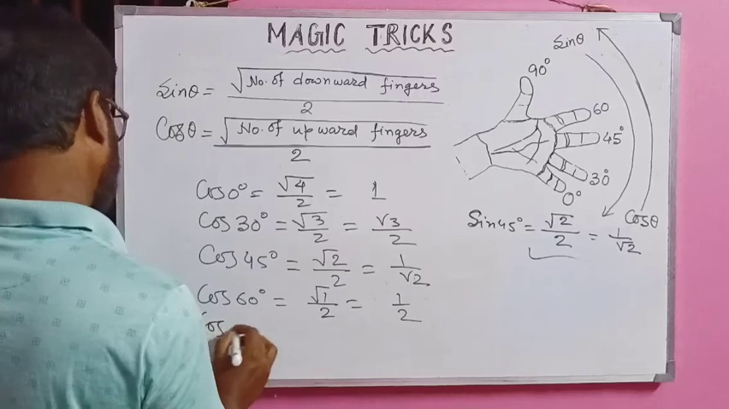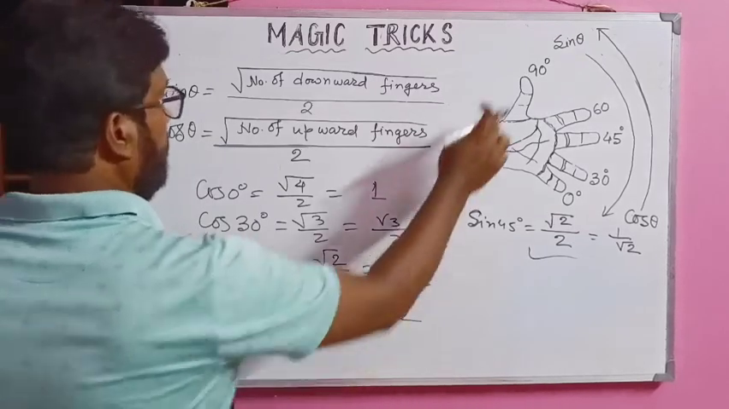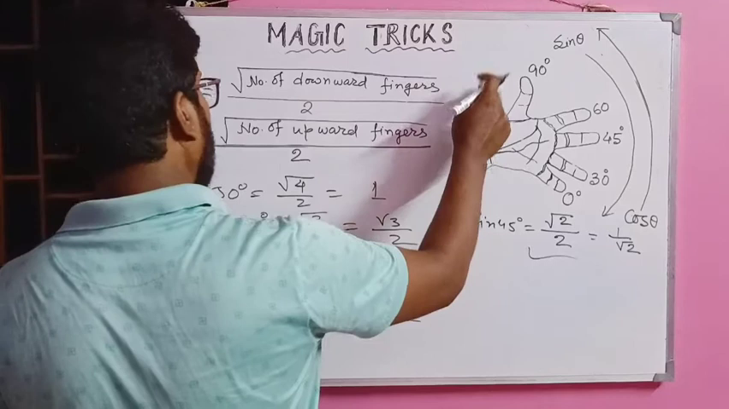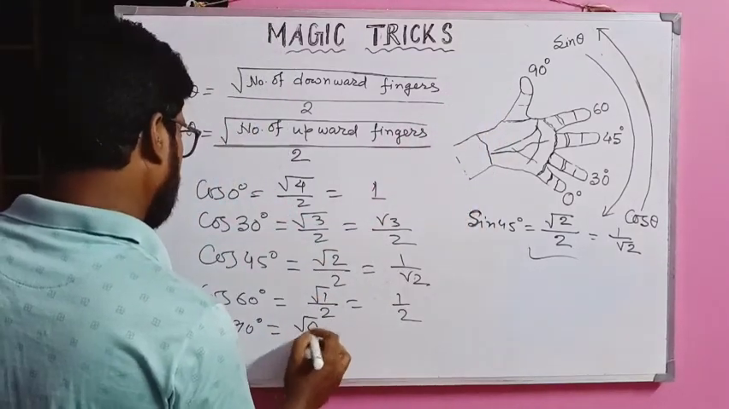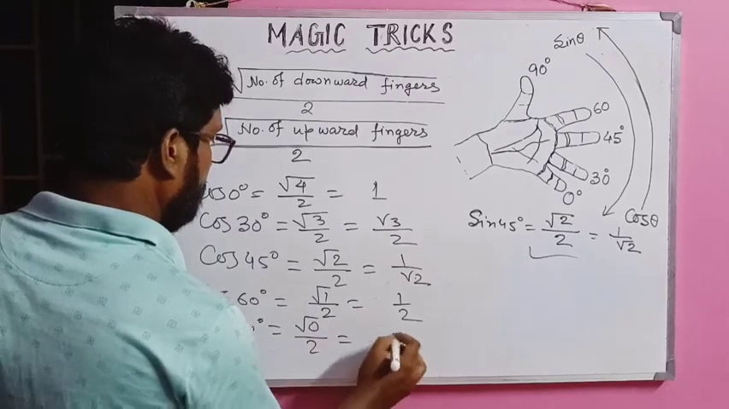Cos 90 degrees: here is 90 degrees and there is no finger left in the upward direction, therefore root 0 by 2 equals 0.